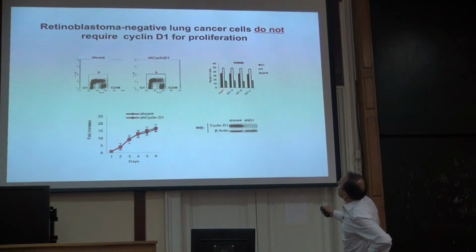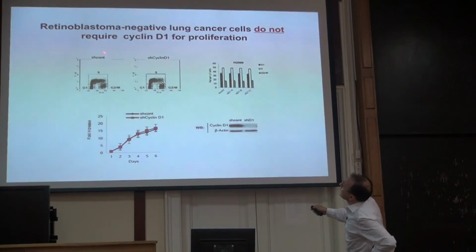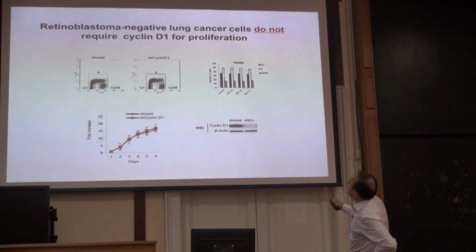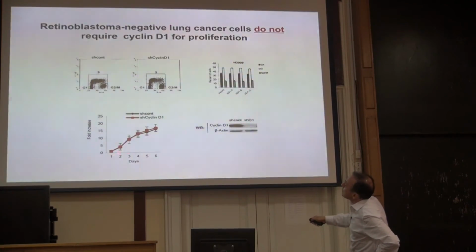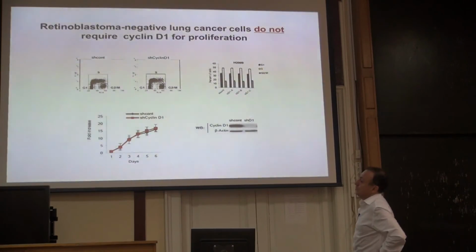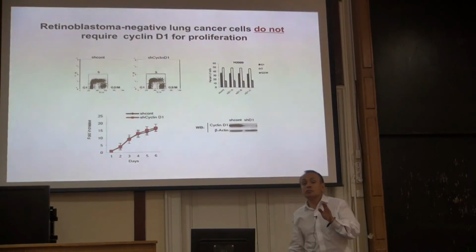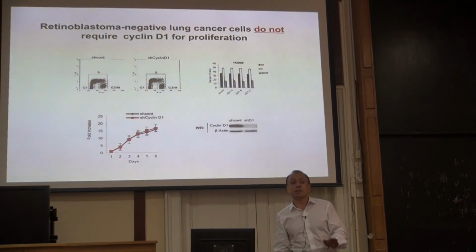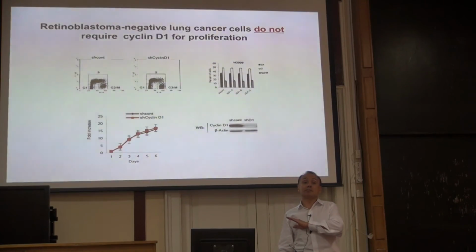For example, HeLa cells are shown here, and before and after knockdown of cyclin D1, the percentage of G1/S and G2/M is exactly the same. This is the percentage of G1/S and G2/M in control cells. This is one siRNA against cyclin D1. This is the second. This is the third. Cyclin D1 is knocked down, but there is no difference in the proliferation of these cells. So this is a function of cyclin D1 that operates in retinoblastoma negative cells.